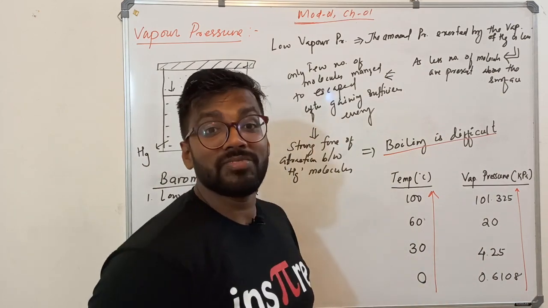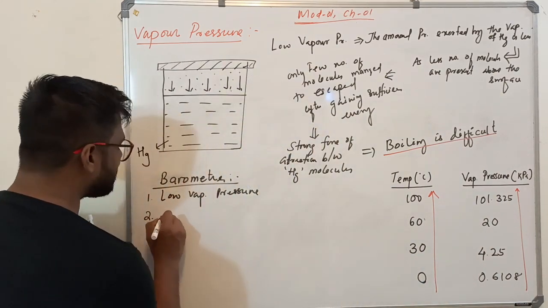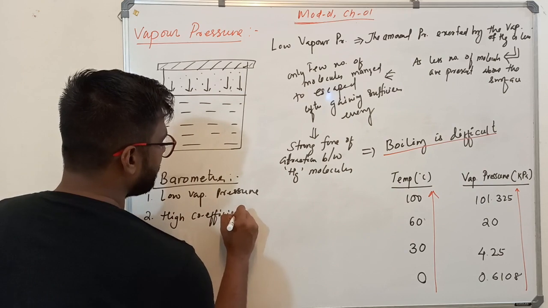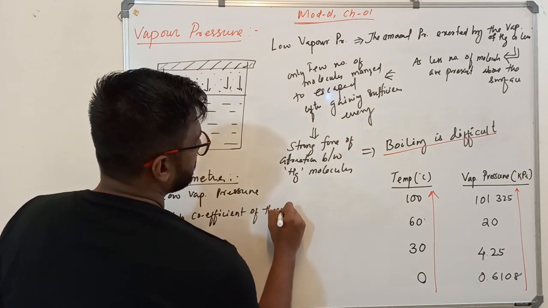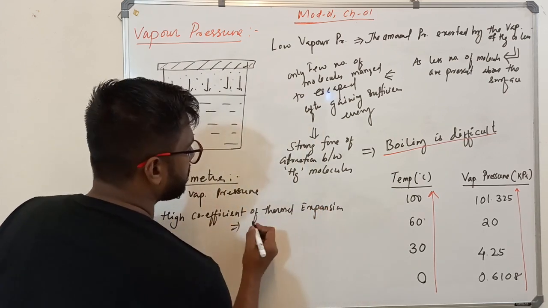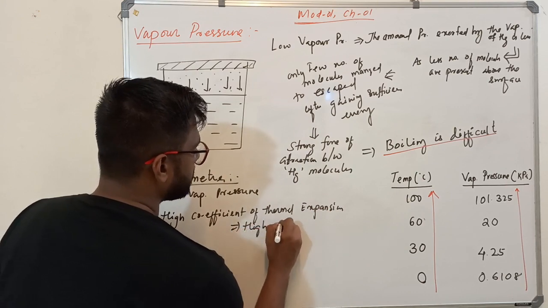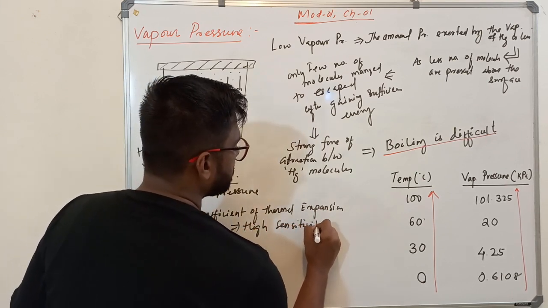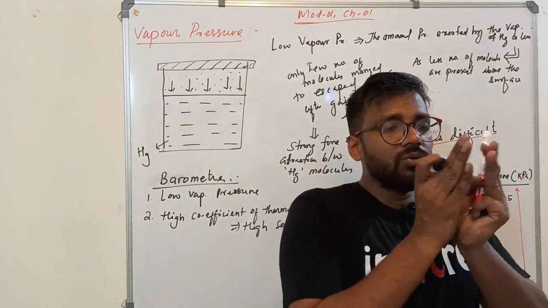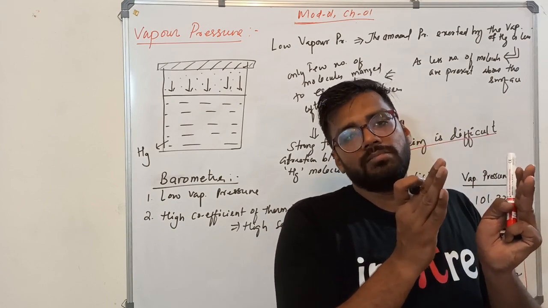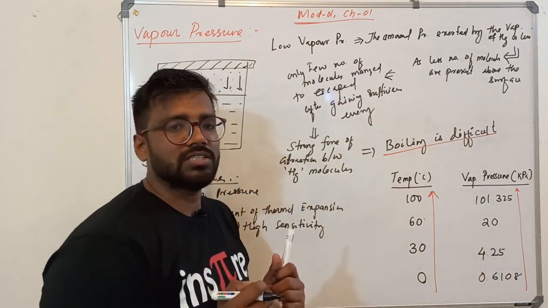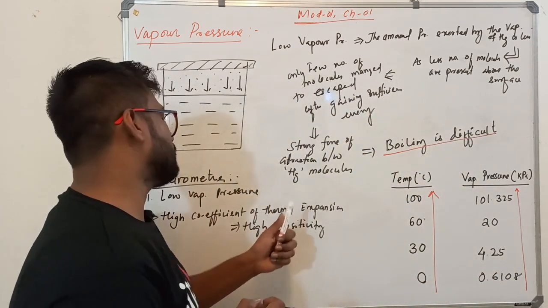Understood? Interesting? Yes or no? Okay. Then second, you can say, sir, it has a high coefficient of thermal expansion. High coefficient of thermal expansion means it has high sensitivity. That means for a small change in temperature, you will find a noticeable expansion. There will be a noticeable change in the mercury level, so that you can read even a 0.5, 0.6 degree Fahrenheit change. So that's why high coefficient of thermal expansion.